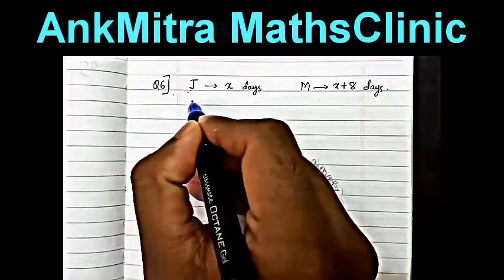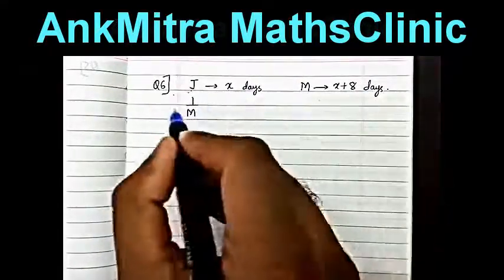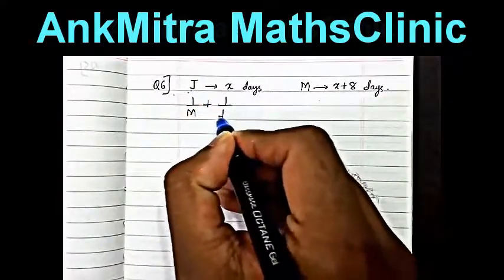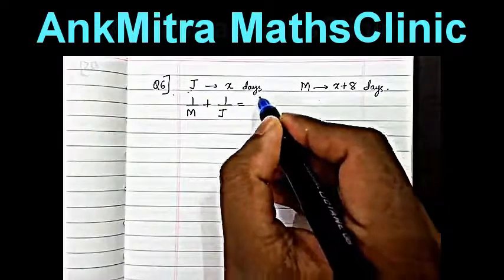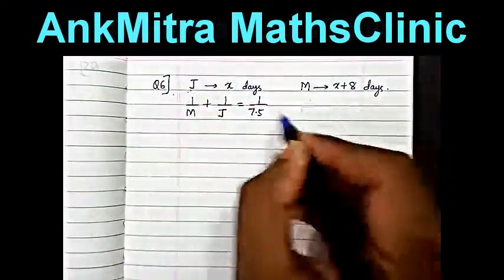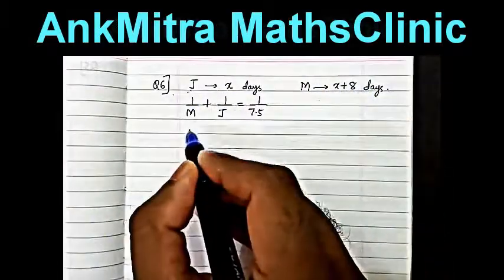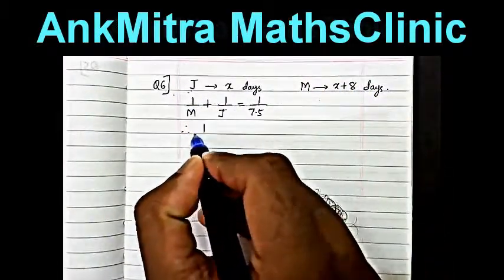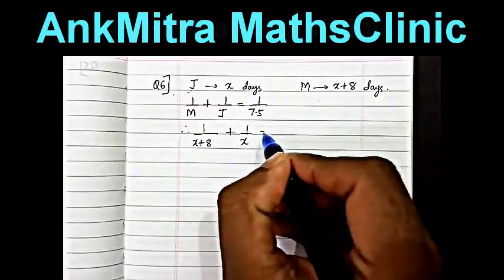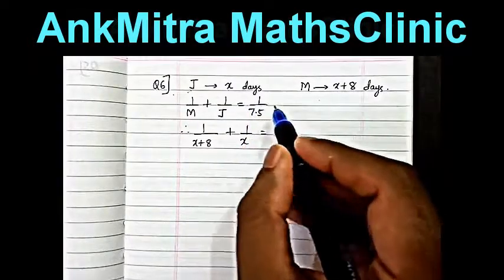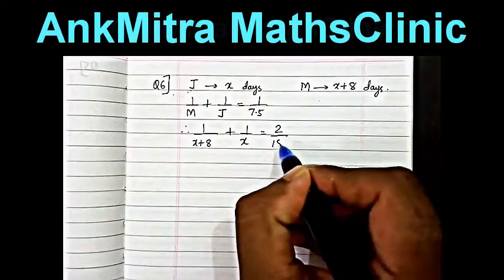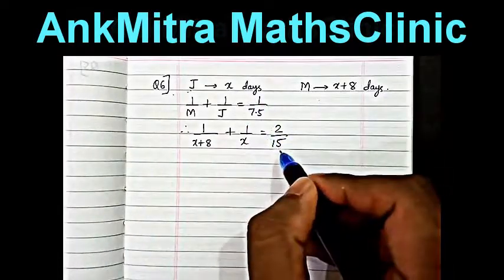So that means 1 upon m, that is 1 day's work for Mohan, plus 1 day's work for John will be equal to 1 upon 7.5 part of the work, right? So therefore we'll just input all the x terms in it. Therefore we get 1 upon x plus 8 plus 1 upon x is equal to, to eliminate the decimal in this, I'll just write this fraction as 2 upon 15. It is equivalent to 1 upon 7.5.